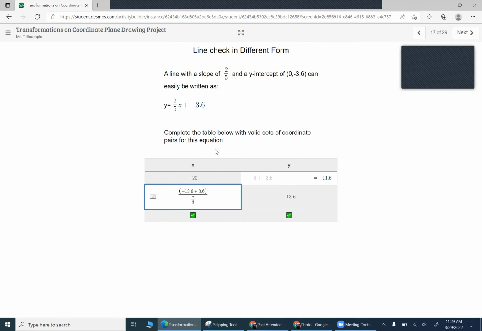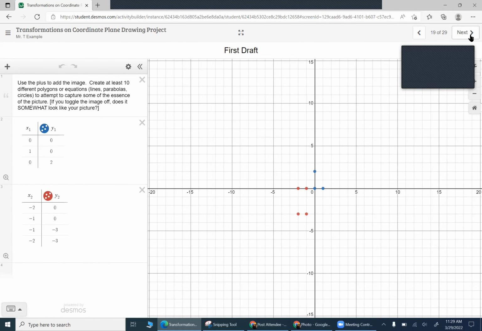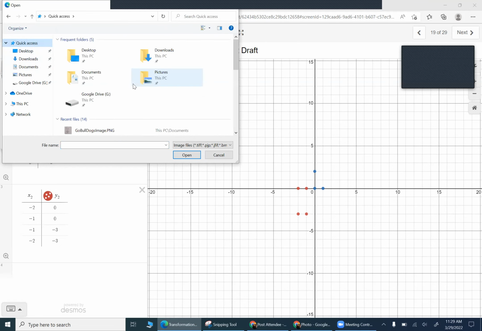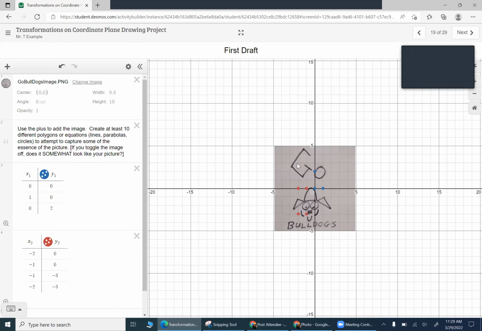Okay, so this is the last part. We're going to very quickly do this. I will show you where to get the picture that I'm using so you can follow along. And I may actually even put it in here. I may do a separate thing where it's already there. But if it's not there, you add the item, image, and go find the image that I showed you how to do, and I think this is in quick access. Yeah, Go Bulldogs, open. Okay, here's my Go Bulldogs.